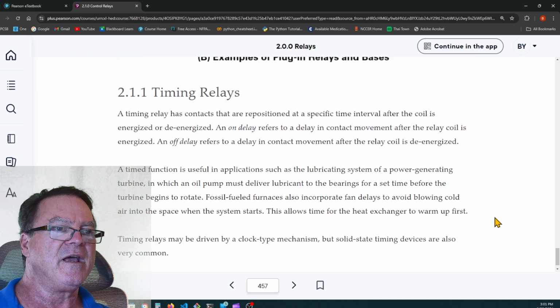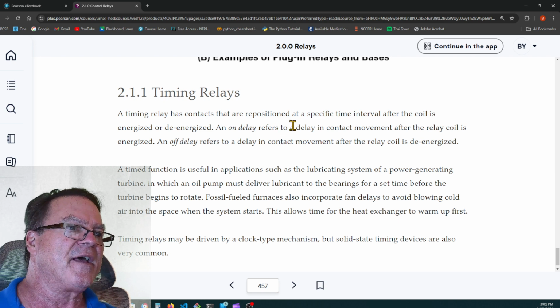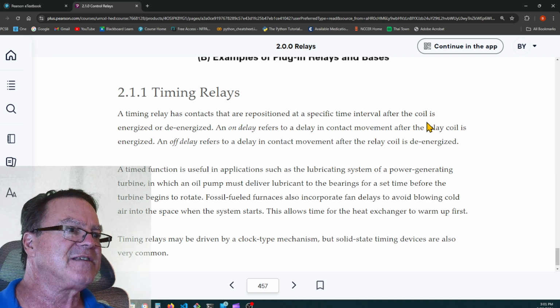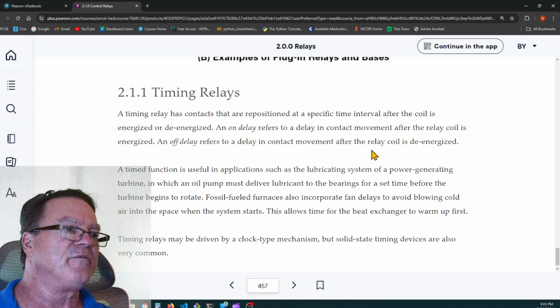Timing relays. A timing relay has a contact that is repositioned at a specific time interval after the coil is energized or de-energized. An on delay refers to a delay in contact movement after the relay is energized. An off delay refers to a delay in contact movement after the relay is de-energized.